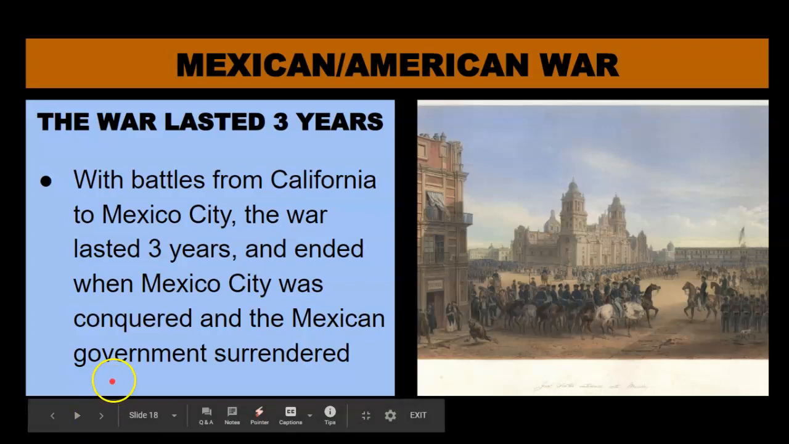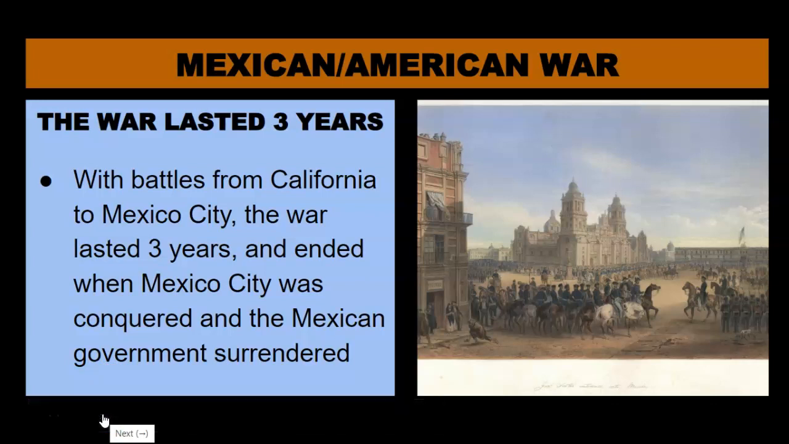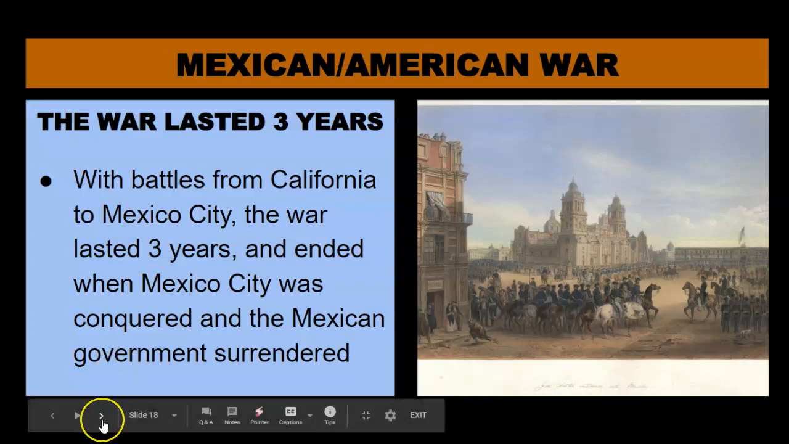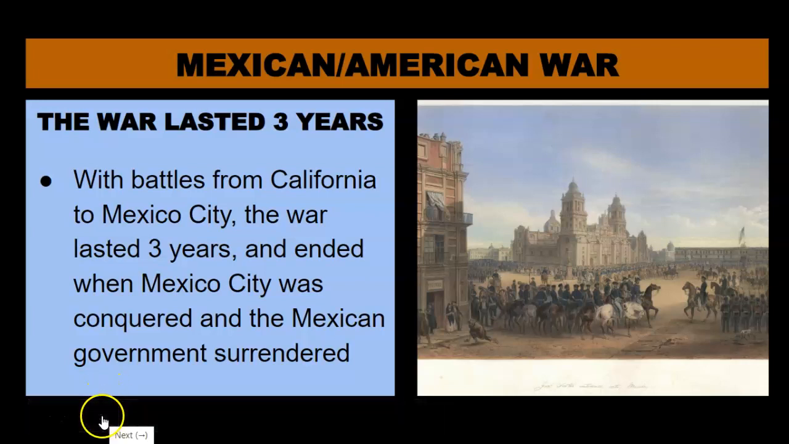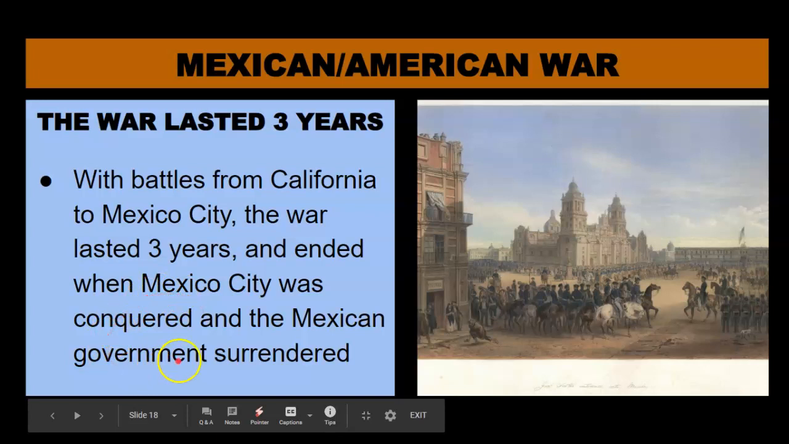Okay, now that led to some serious negotiation over land. Remember, we talked about the desire of the Americans as they moved west to take more land, and one of the reasons they wanted to go to war against Mexico was to get land. So once Mexico was conquered and they were forced to surrender, what happened?